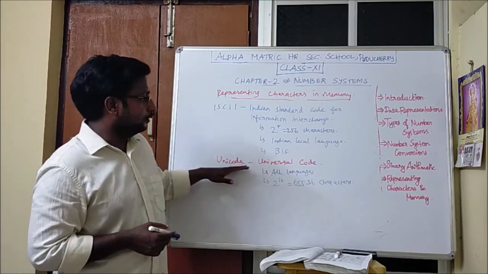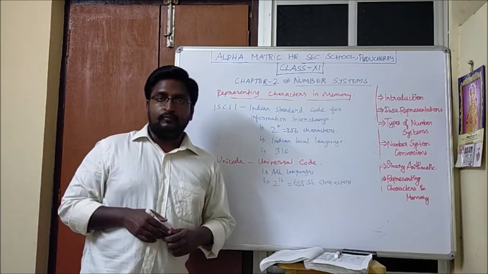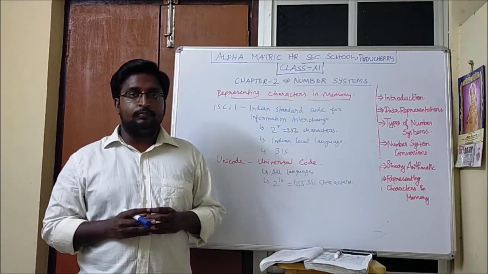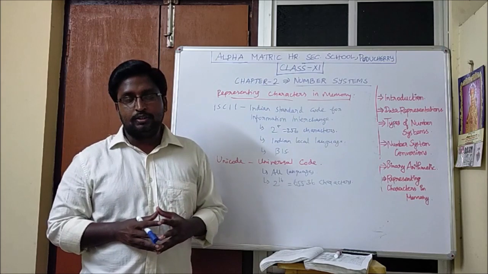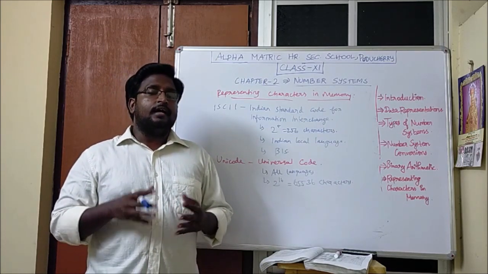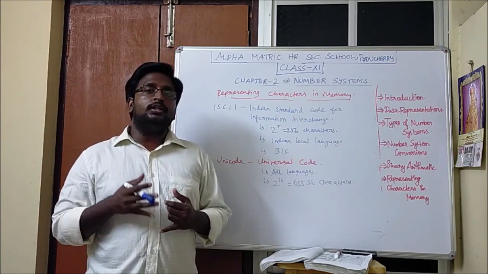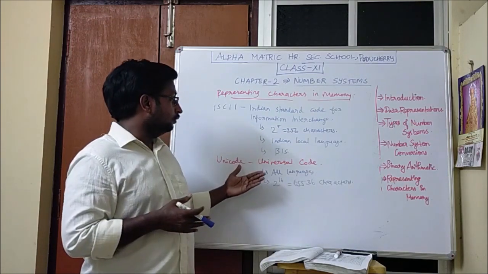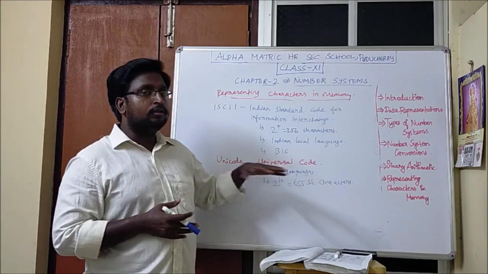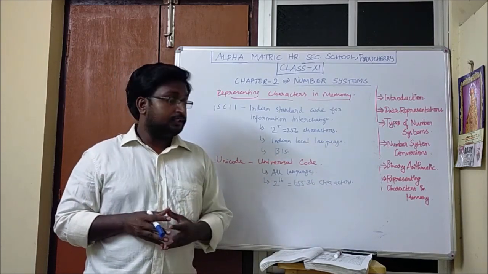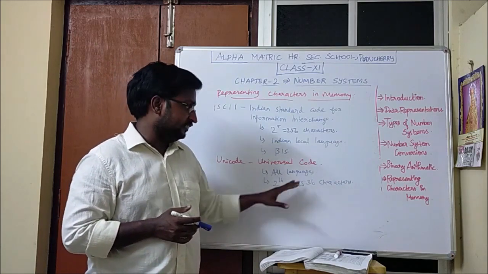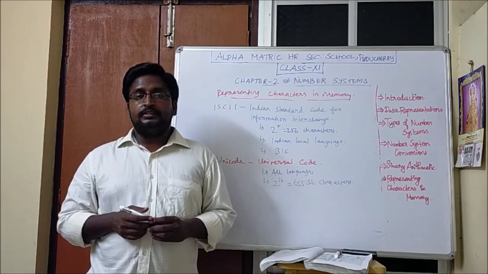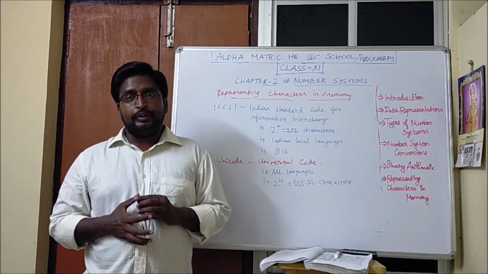The last one is the Unicode, that is Universal Code. After ASCII, the most popular encoding system is Unicode. Whereas ASCII can encode only English and European languages, Unicode can encode all types of languages. It can encode 2 power 16, that is 65,536 characters at a time. That is the main advantage of Unicode.